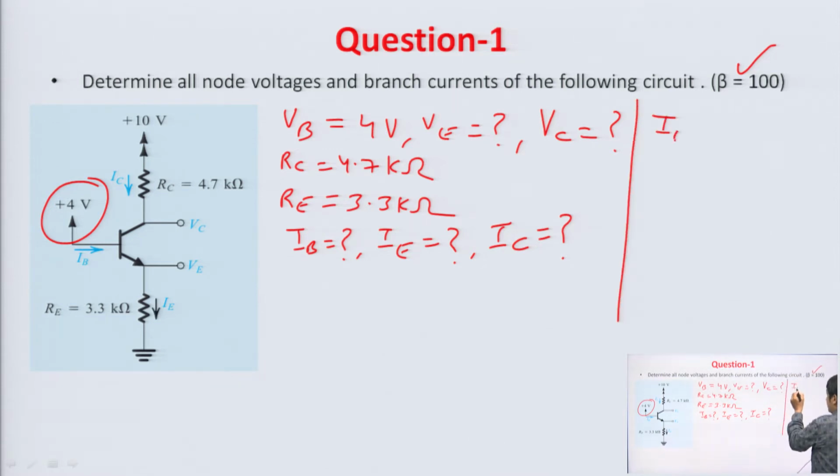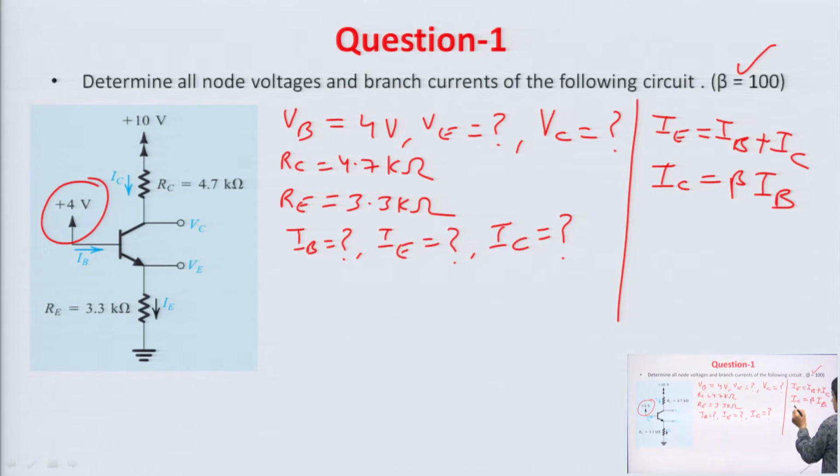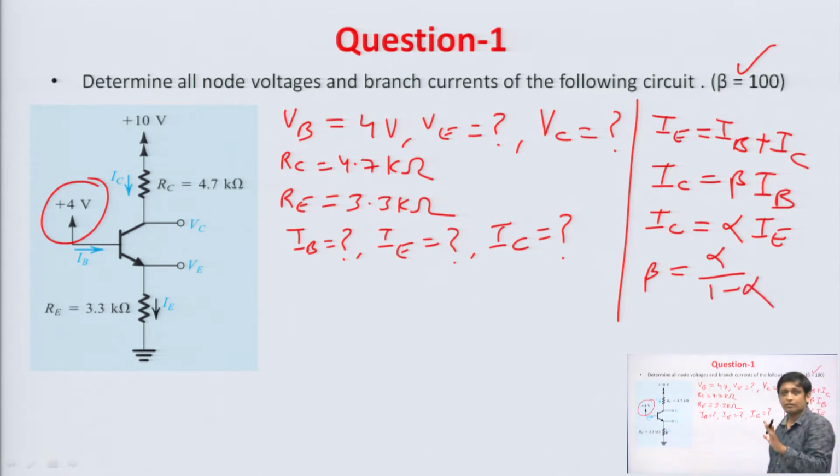Like your emitter current, it is the summation of the base current and collector current. What is the relation between collector current and base current? It is IC is equal to beta IB. The relation between collector current and emitter current is IC is equal to alpha IE. And what is the relation between beta and alpha, which are current gains? Beta is equal to alpha upon 1 minus alpha. These are the basic relations which we use while solving the circuits, fine.